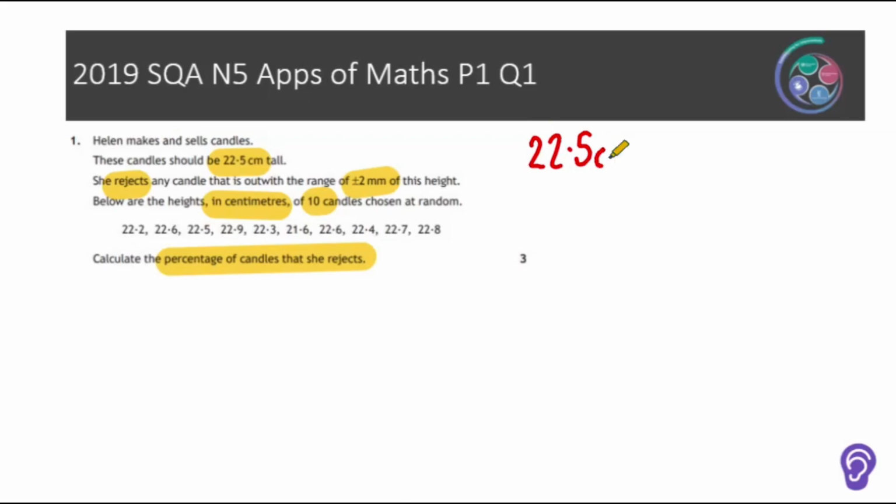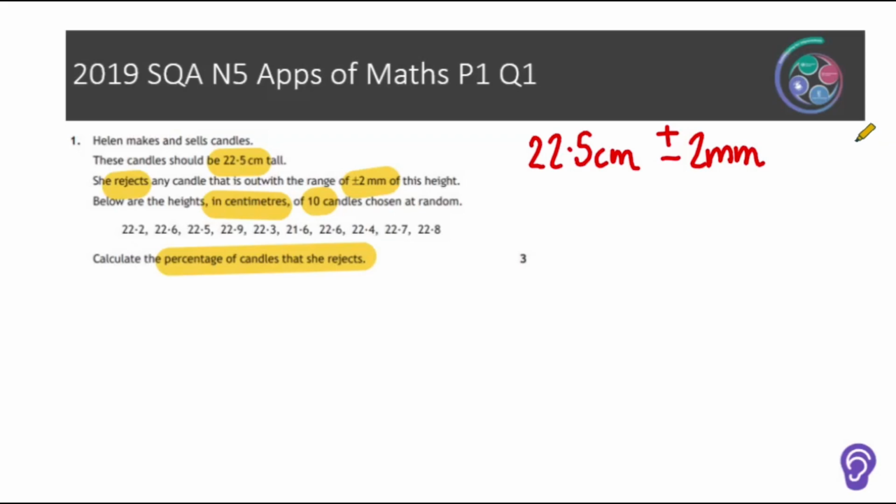So I'm told the candles need to be 22.5 centimetres tall, but there's a tolerance there. There is a range of plus or minus 2 millimetres. So all that means is that the candle can be 22.5 centimetres or 2 millimetres less or 2 millimetres more. So what I want to do is write down those limits.